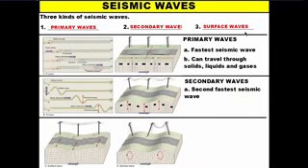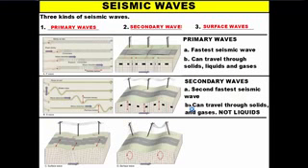Now, the other thing that's really special about the secondary waves is that they don't travel through all states of matter. When secondary waves travel, they can travel through solids and gases, but they cannot travel through liquids. And this is actually pretty important in discovering that liquid is inside the Earth. And we'll talk about that in a little bit.